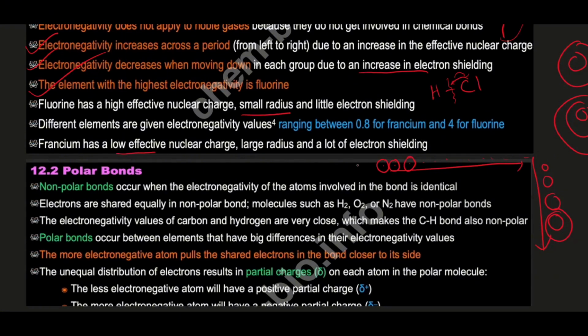If you follow the group-wise trend, you'll see that in group 1, francium will have the lowest effective nuclear charge due to its larger radius and a lot of electron shielding. So the nuclear charge tends to increase as we go down, but as we go further below, the nuclear charge plays a lesser role considering the distance between the outer shell and the nucleus increases.